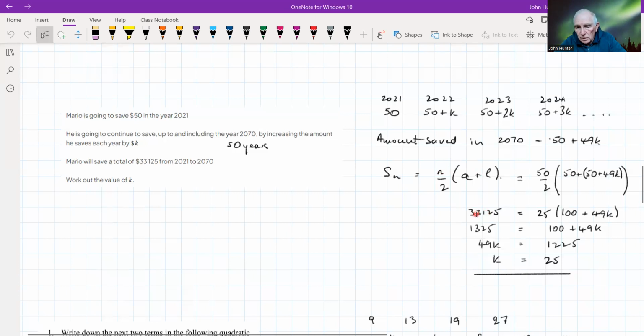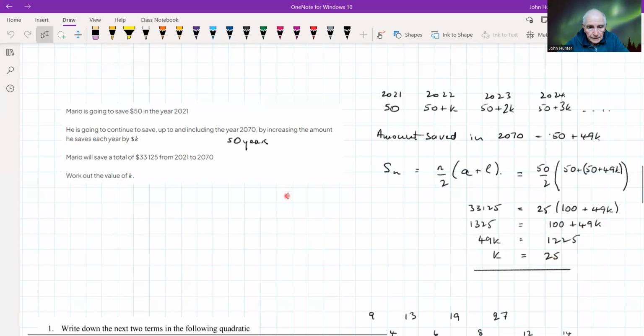So our equation is 33,125 equals 50 over 2, which is 25, times 100 plus 49k. And so we can simply go through and solve that for k, and that gives us a k of $25, which is what they're asking us for there. Okay, so that is a more problem-oriented question with sequences.